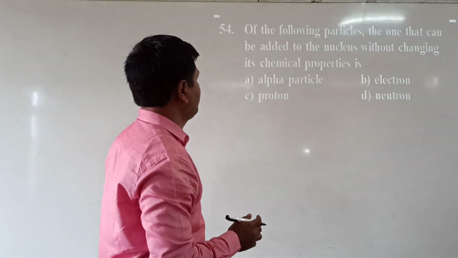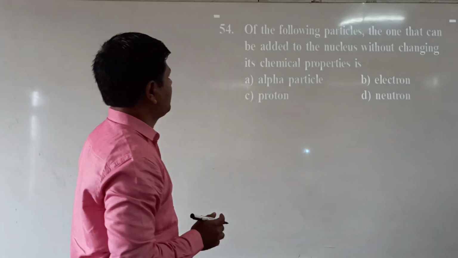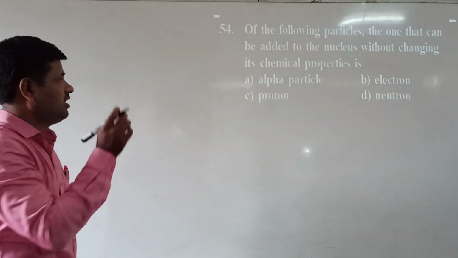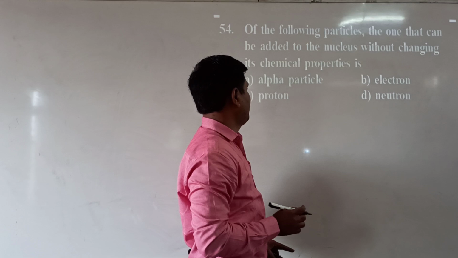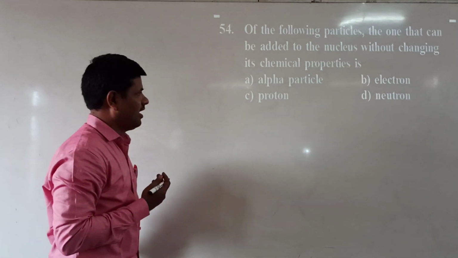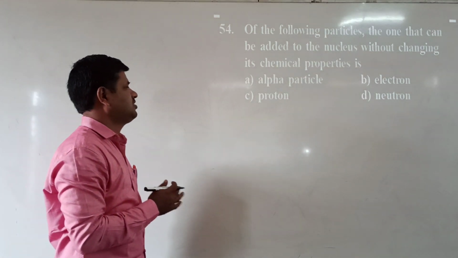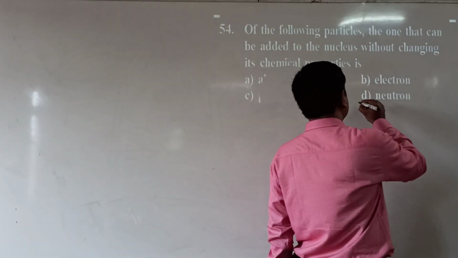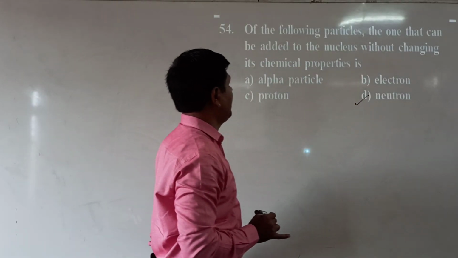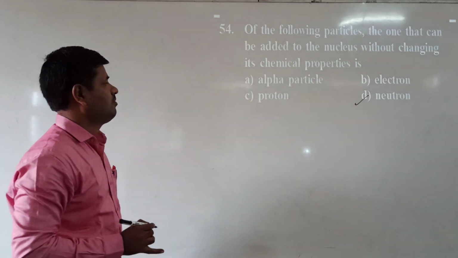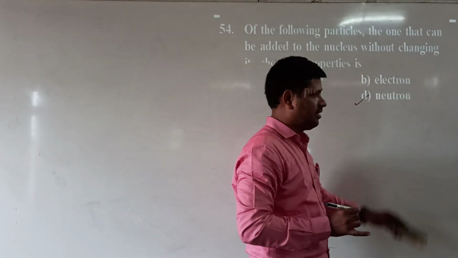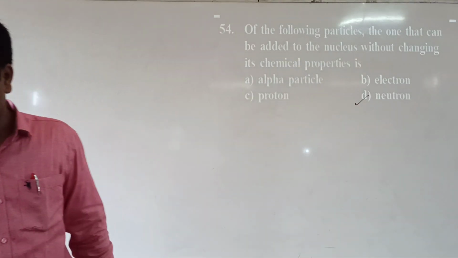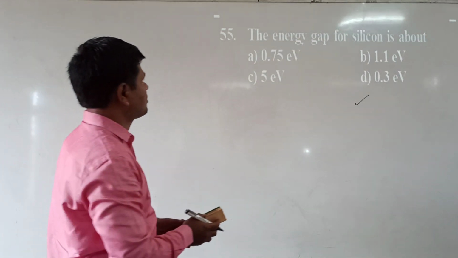Of the following particles, which one can be added to the nucleus without changing the chemical properties? Alpha, electron, proton: when these are added, the chemical properties can change. But when a neutron is added to the nucleus, the chemical properties do not change. So which option is correct here? D option is correct. Next we come to question number 55.